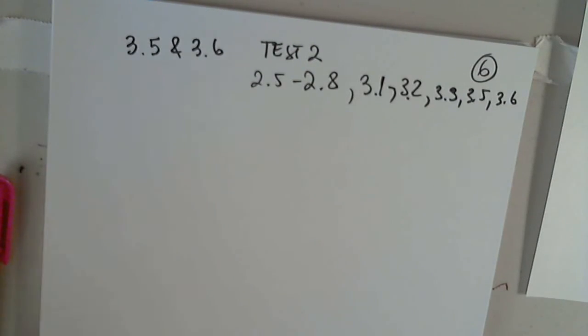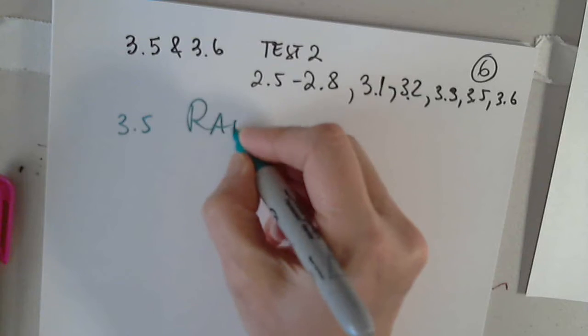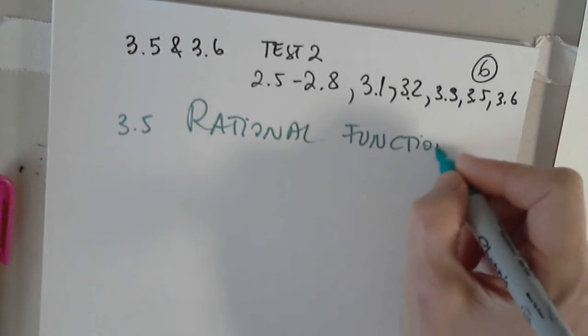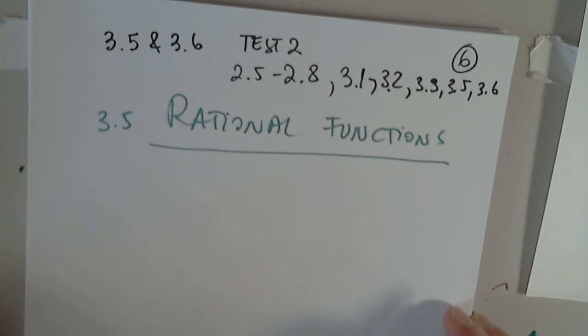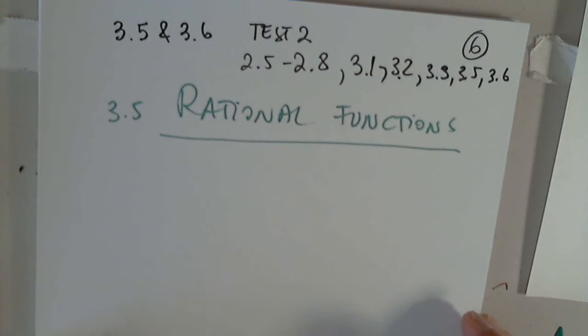5. Rational functions. These are the most complex functions that we've looked at so far.